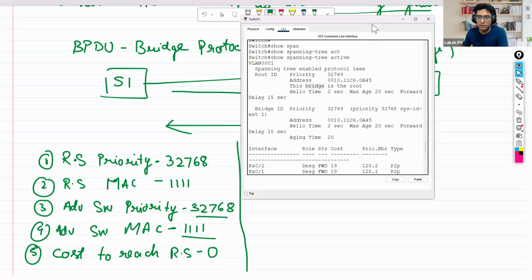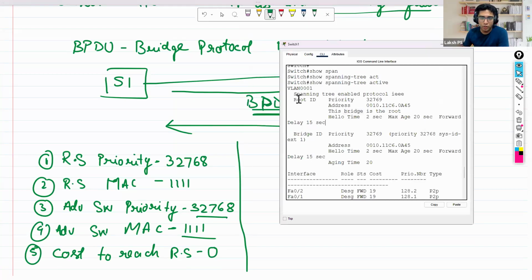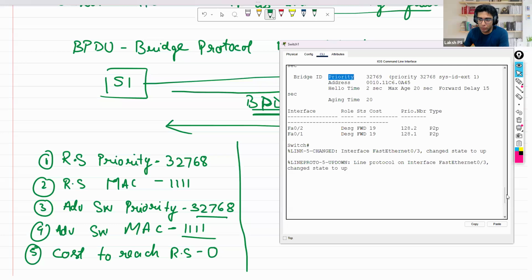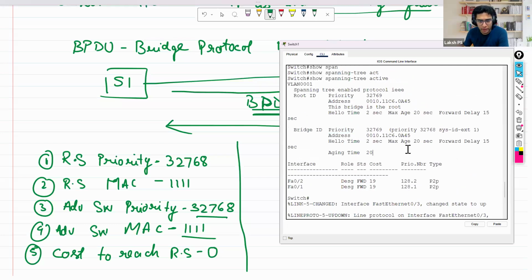You can see here, it says root switch's priority 32,768. Don't worry about why it is 69, I'll talk about that later. Priority is 32,768. MAC address, this is root switch's MAC address. Then bridge priority. Whichever switch is advertising the BPDU will add its own priority. But since switch 1 is advertising it, it's 32,768. And advertising switch's MAC address, you can clearly see this, right? Then cost to reach the root switch, which is 0. It says this bridge is the root.